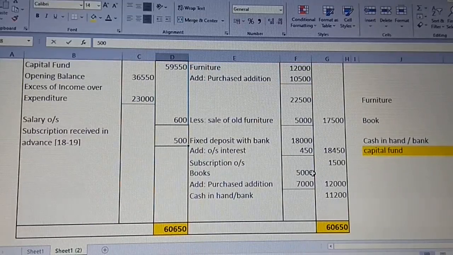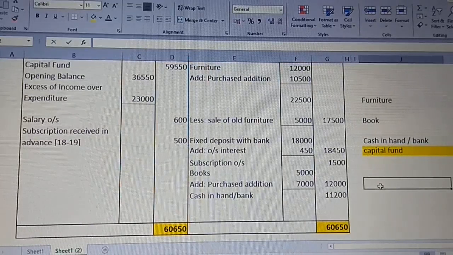So this is how we are going to do it, with a simple trick to find out the capital fund. You need not break your head. If you have only assets value, take the total of opening value of assets. That is going to be treated as a balancing figure of your opening capital fund.